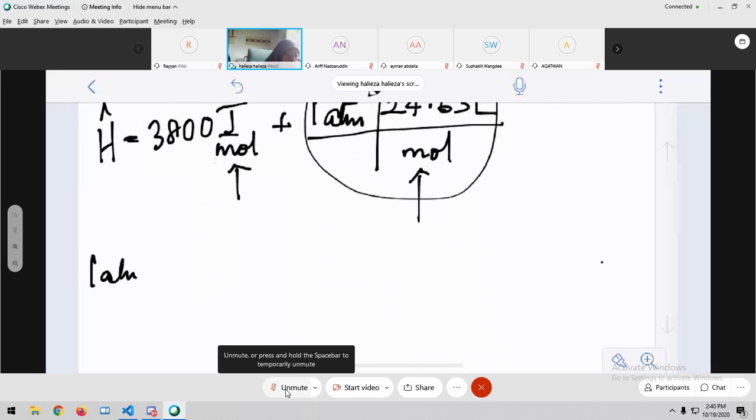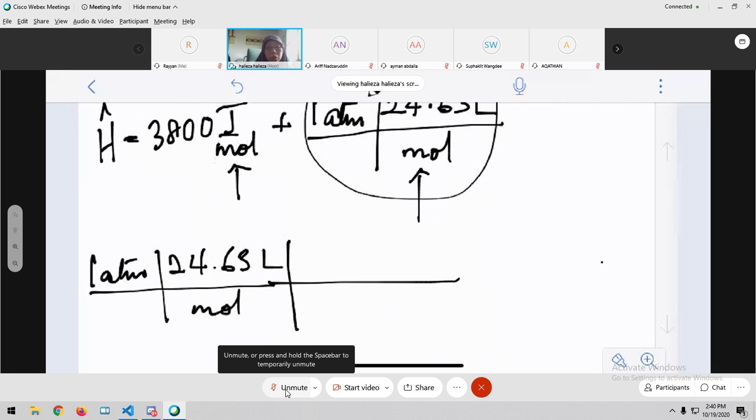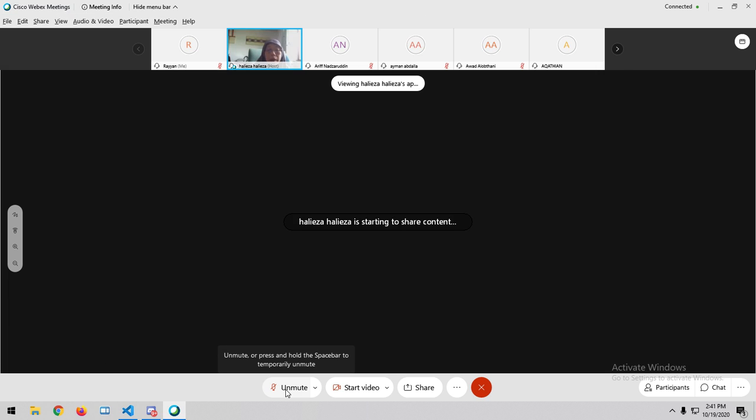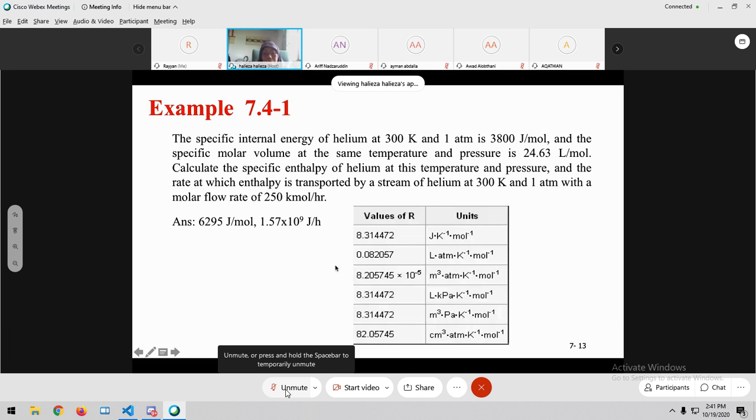1 atm times 24.63 liter per mole. Okay. Have a look at your gas constant, the one that I showed. I'm not sure whether you can see the gas constant now on the screen. Can you see it? No. Okay, let's go back to our PowerPoint then. Stop sharing this. Let's share the PowerPoint. Okay, now you have the PowerPoint.